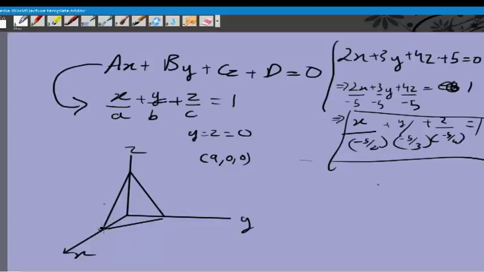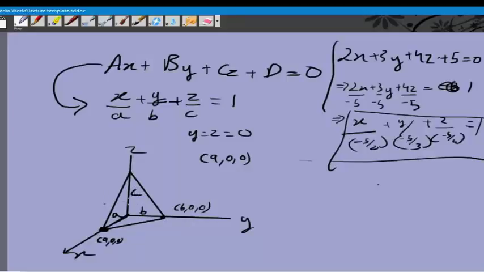But that is a point on the x-axis, so that is this point, a comma 0, which means this length is a. Similarly, if we take x and z both to be 0, we get y by b is equal to 1, means y is equal to b. So this point b comma 0 also passes through the plane where the x and z components are 0, which means this line has a length b and so this line has a length c.